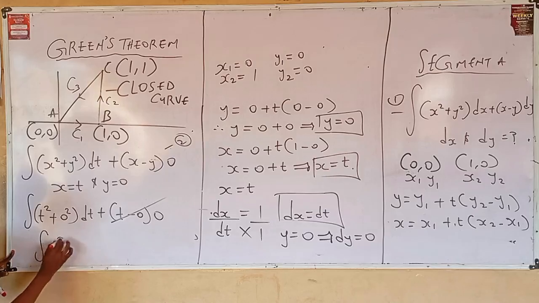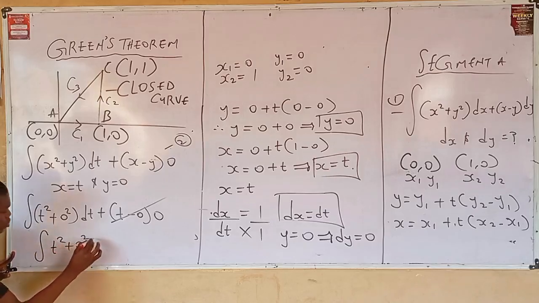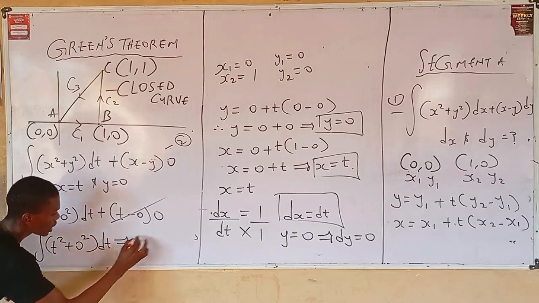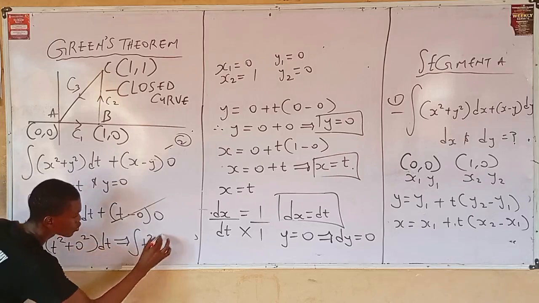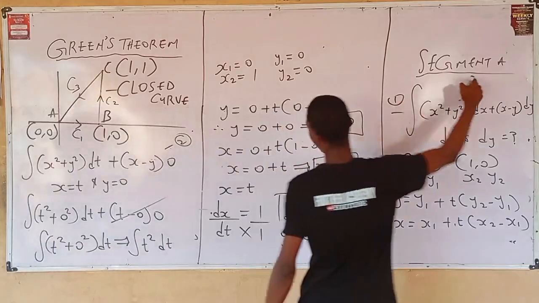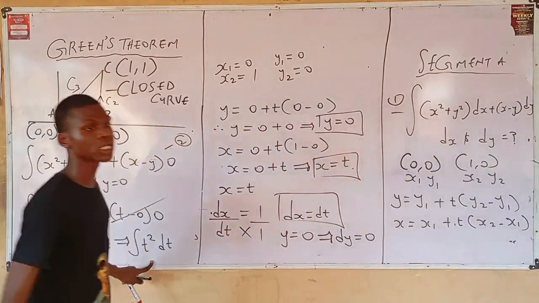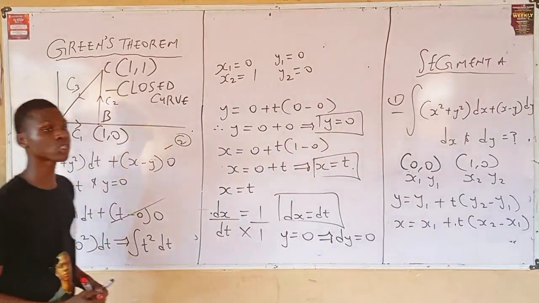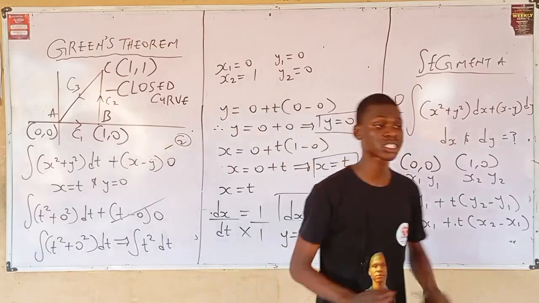Integral t squared plus 0 squared dt, which implies integral t squared dt. Now from here, segment A, after solving, I got this. The next step is what? Integrate. But I won't integrate directly because what we are working with is a definite integral.